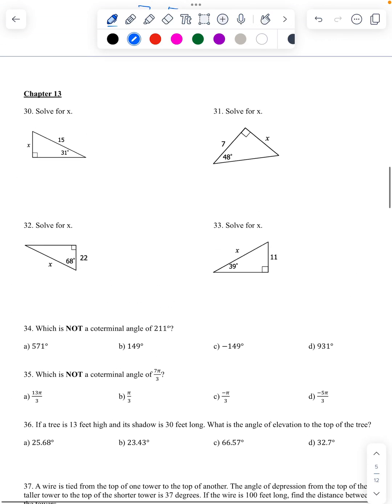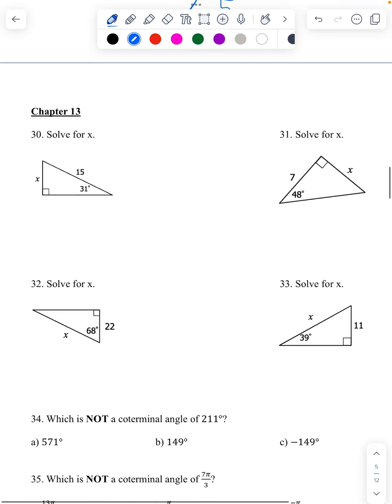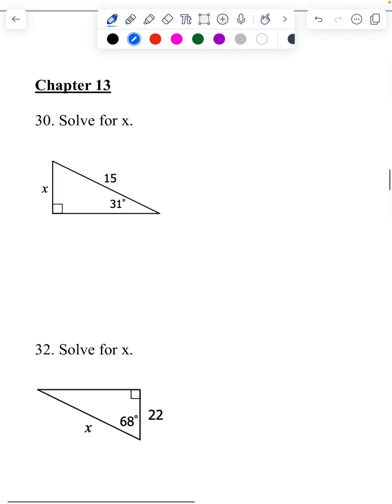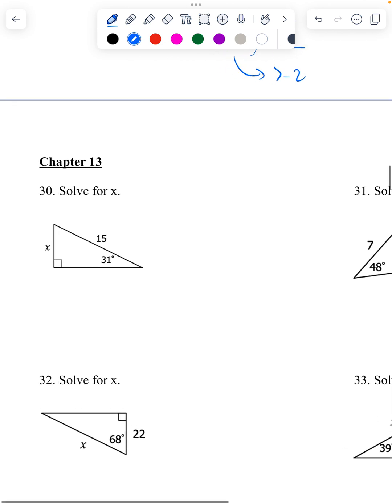Friends, we're going to deal with chapter 13 and 14. They're really technically both 13, but we split them up. So chapter 13 was triangles. So let's get into it. Keep in mind that when you have right triangles, you use SOHCAHTOA.